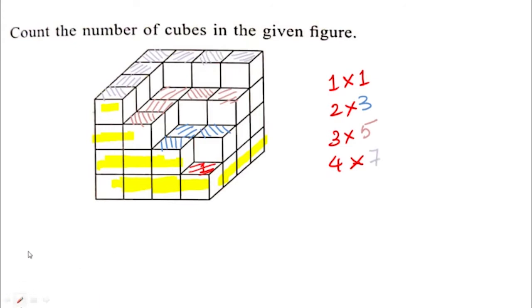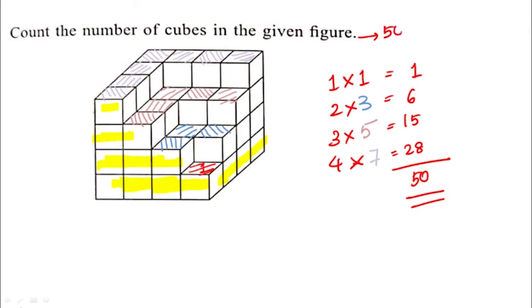So what will be the total number of cubes in the given figure? The total number of cubes in the given figure is nothing but 1 1s are 1, 2 3s are 6, 3 5s are 15, 4 7s are 28. Add all of these. What will you get? 6 plus 1 is 7, 15 plus 7 is 22, 22 plus 28 is 50. Totally there are 50 small cubes in this given figure. The answer for this question is 50. I hope this method is clear to you.